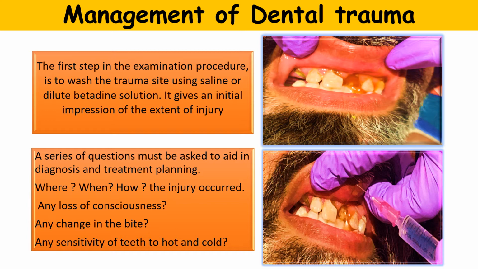Then questions regarding the medical history, like any allergies a patient has, current medications a patient may be taking, diseases like diabetes, hypertension, epilepsy, or bleeding disorder which the patient might be having, and most importantly, the tetanus immunization status of the patient. Now, after all this information is noted down, we come to the clinical examination.